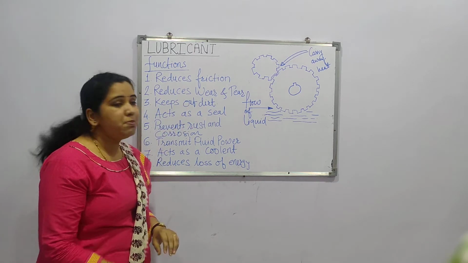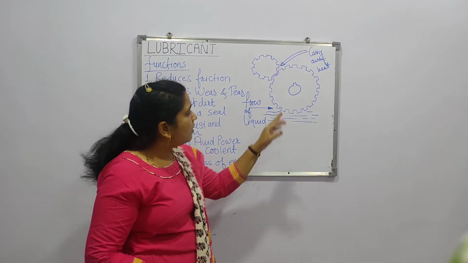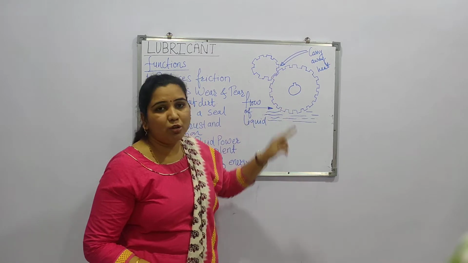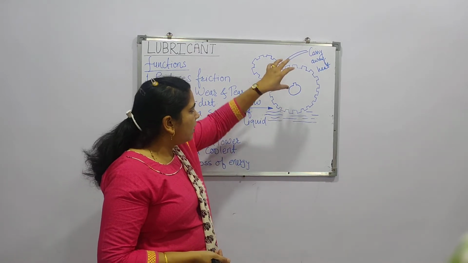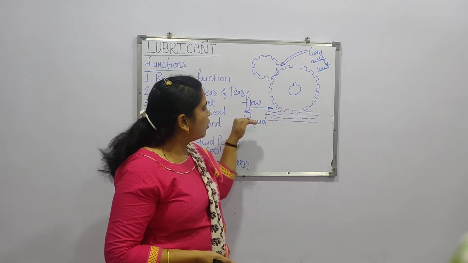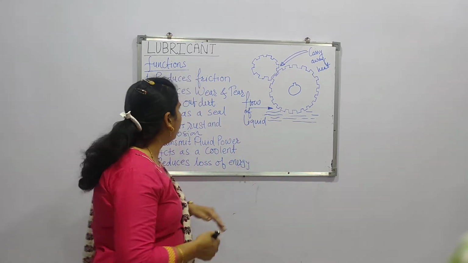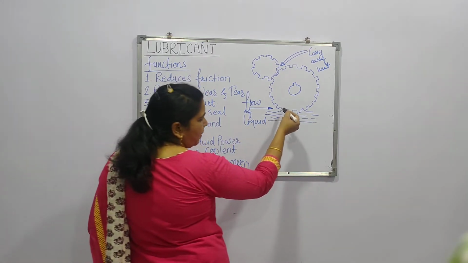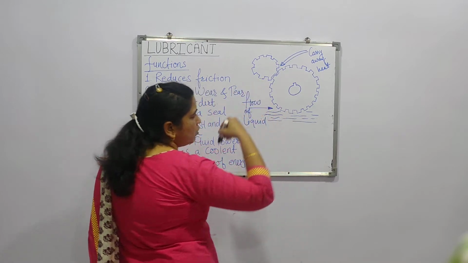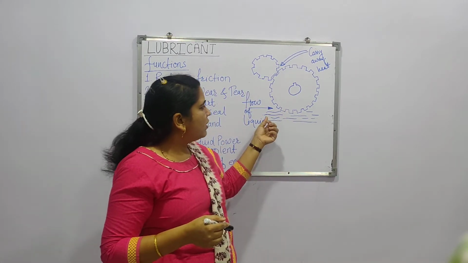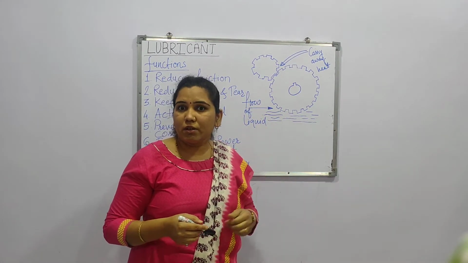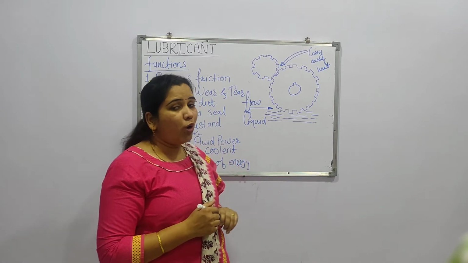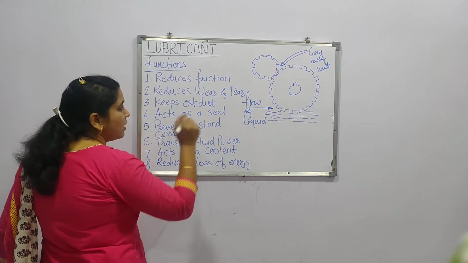Now next, keeps out dirt. We can see that here there are two different parts of the same machinery. They are in motion, as shown. So if this is a flow of liquid and this particular portion is in motion, when it moves, it will just take that liquid with itself. So what will happen? It just keeps dirt away.